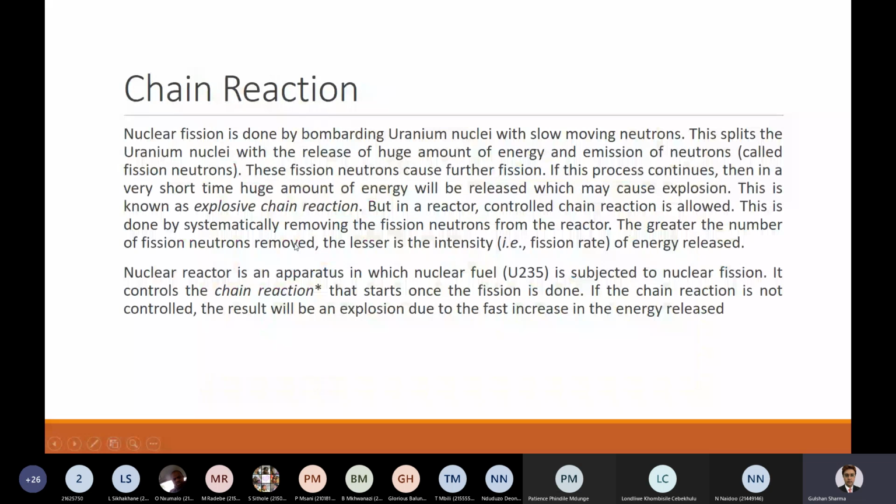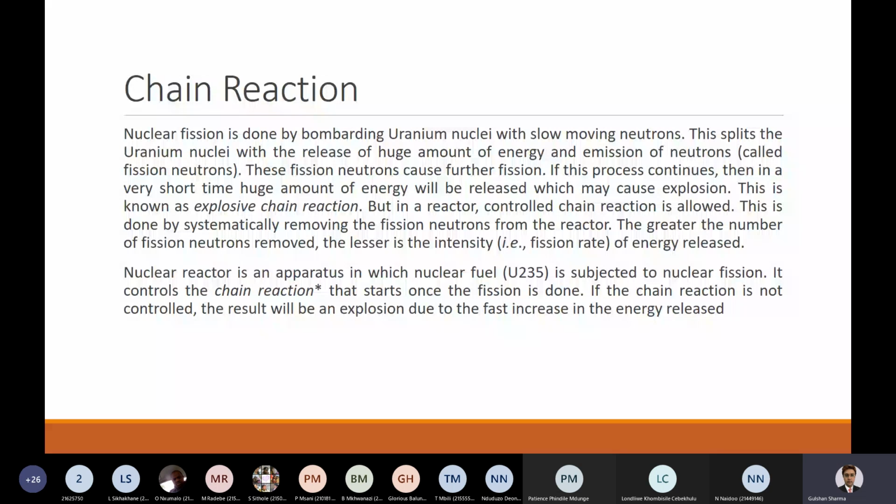If this process continues, guys, then in a very short time a large amount of heat energy will be released, and if this fission reaction is not controlled, then it can explode your nuclear reactor. A nuclear reactor is already very costly, and if you can't control this reaction, then you will lose a lot of money in the nuclear power plant. That is why in a reactor only a controlled chain reaction is allowed.